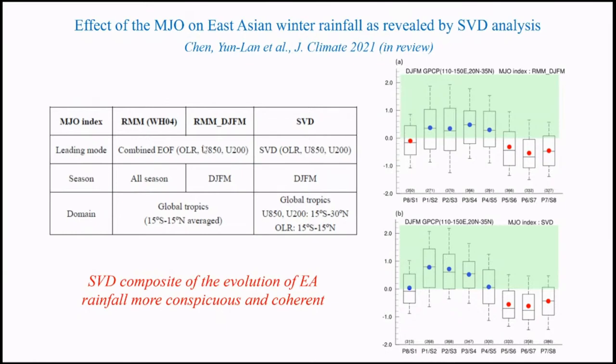And then combined for all days, all years, including all winter and summer seasons, and then applied a combined EOF. And then they obtained the first and second mode, or EOF mode, and they used the corresponding PC as the MJO index. This is widely used. And for this study, we focus on the wintertime. So we can do the same thing, but only use winter data, December, January, February, March, okay?